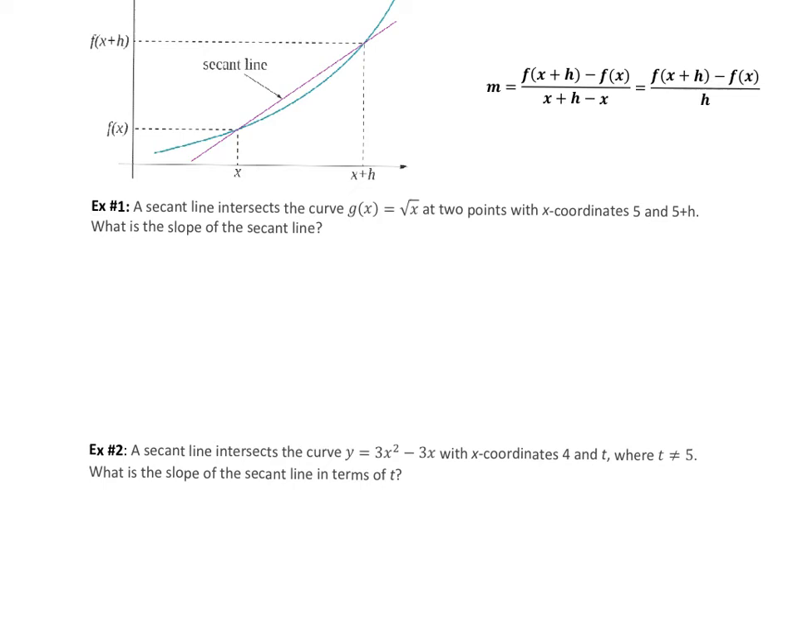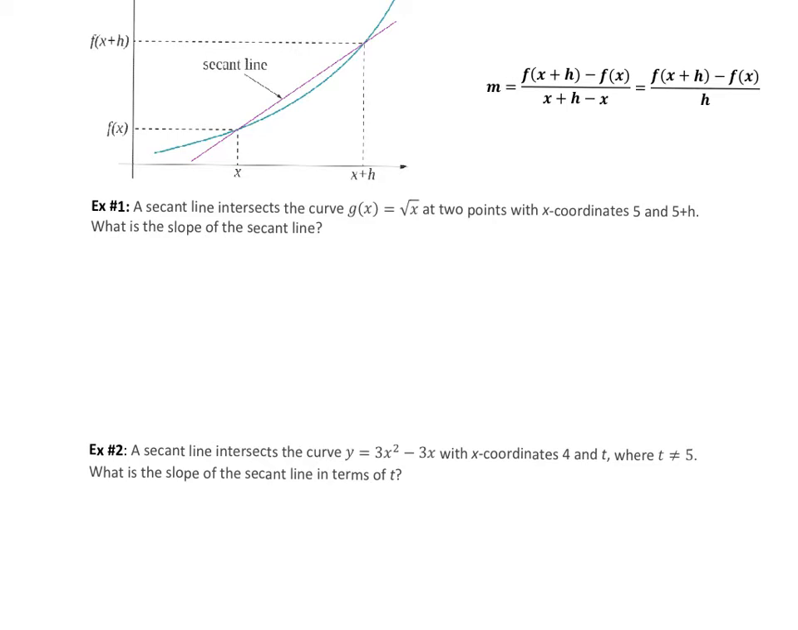All right, when I first did this video, I kind of made a mistake on this problem, so I'm redoing example 1 and 2 and making this part B of this video. So a secant line intersects the curve g of x. Everything's the same as here, but we're going to use g instead of f, at 2 points with the x coordinates 5 and 5 plus h.